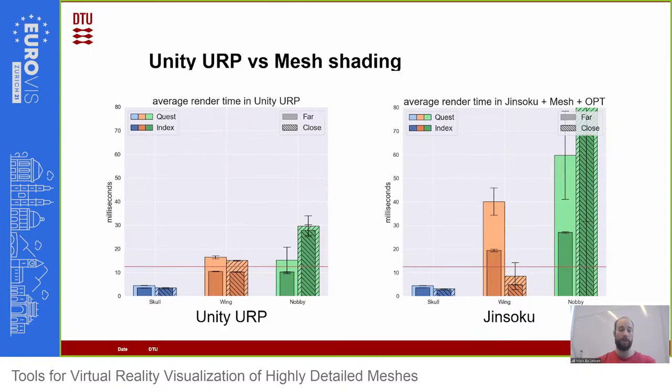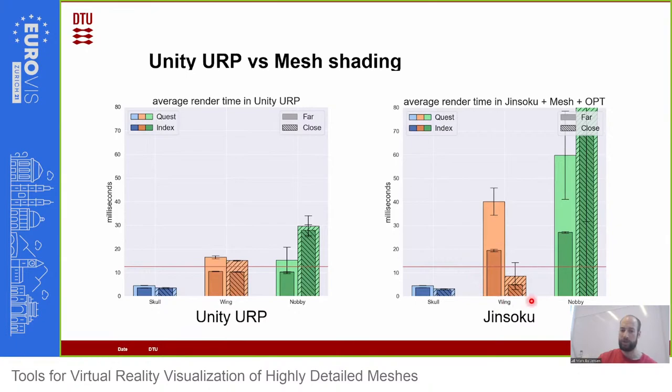If we compare our optimized Unity with Jinsuku using this mesh shading pipeline and the optimized meshes, we can see that for Unity, we are slightly worse, but it's negligible with the skull. So that's kind of the same. Unity is using a vertex shading pipeline, and that means that if you can see part of the mesh, such as the wing here, it has to process the entire wing. That is why we have very similar performance on both far and close-up inspections.